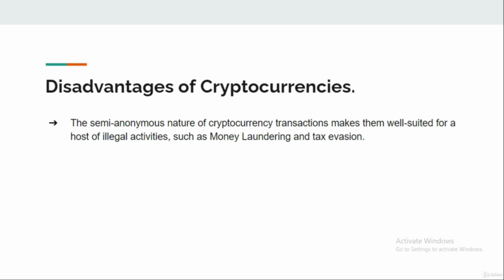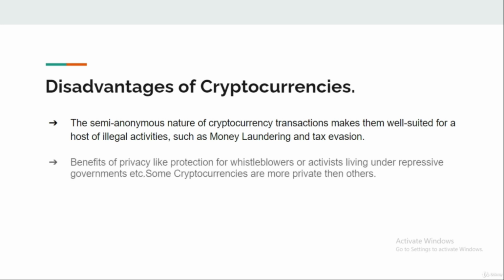But in terms of tracking, bitcoins are quite weak. Some governments have traced the bitcoins and several illegal vendors are caught. Ethereum is more secured and transaction friendly as compared to bitcoins. Benefits of privacy like protection for whistleblowers or activists living under the pressure of governments, etc. Some cryptocurrencies are more private than others.